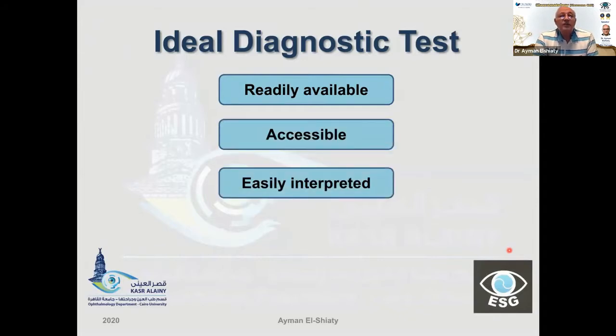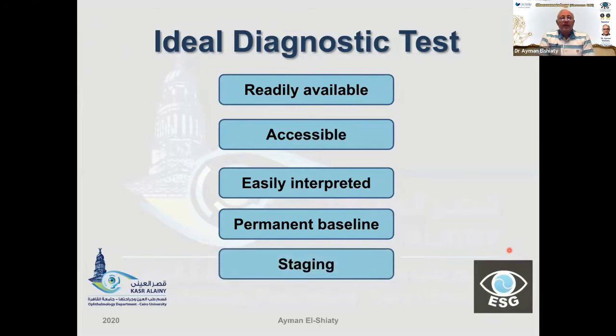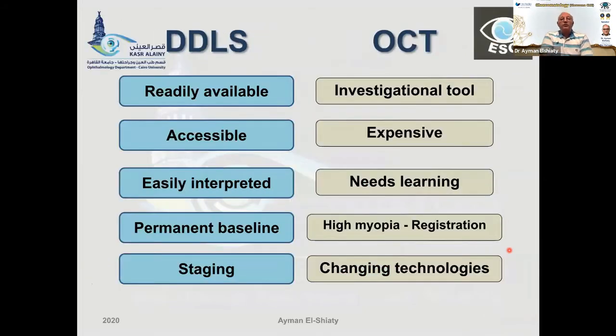It's accessible, it does not cost any extra, it is easily interpreted, and it gives a permanent baseline if there is a good photography and a good record. And it can be staged, so we can know the baseline and the progress, and we can follow up glaucoma. Compared to the OCT, which is an investigational tool, it's not readily available in all clinics.